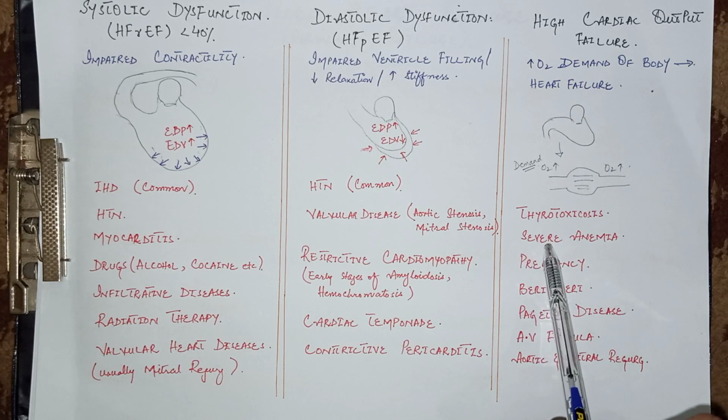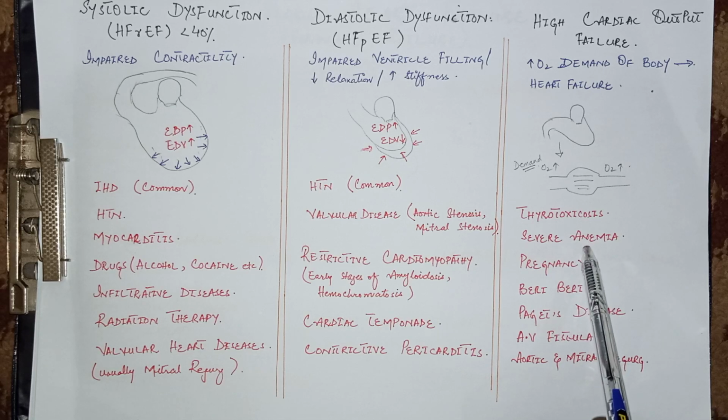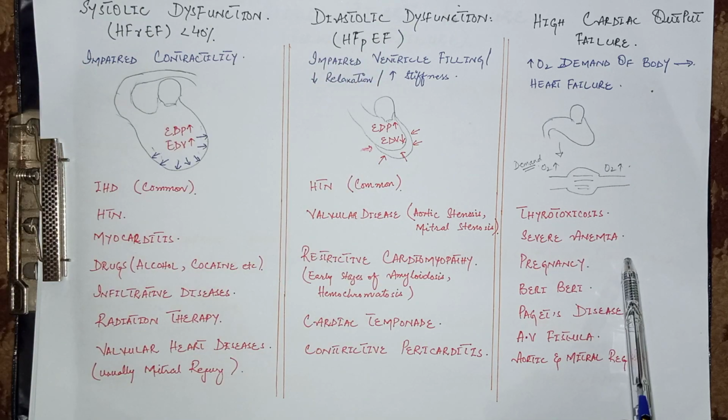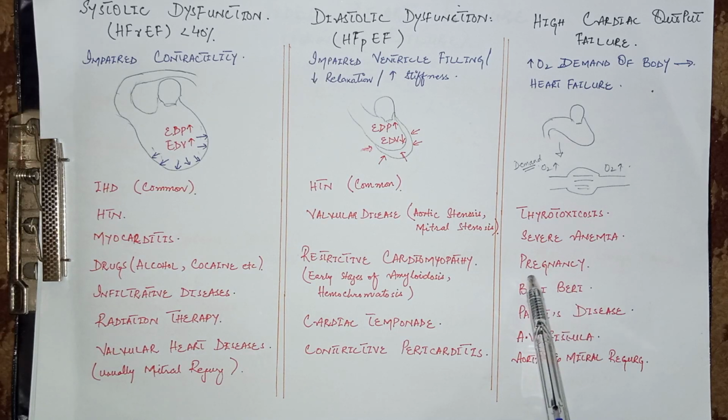Other causes are severe anemia, so decreased oxygen carrying capacity of the blood. In order to fulfill this oxygen demand, the workload on the heart increases, which leads to high output cardiac failure. The other causes of high output cardiac failure are pregnancy, in which there is also increased oxygen demand, and very severe thiamine deficiency. Paget's disease of the bone, in which there is increased catabolism of the bone and increased bone turnover. So in this case, there is also increased demand for the oxygen.